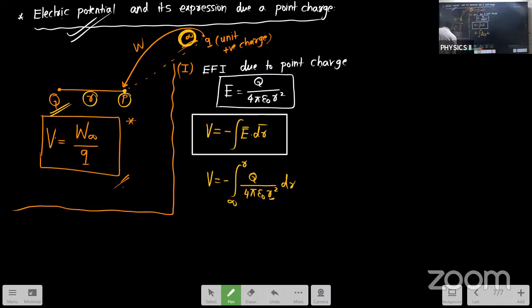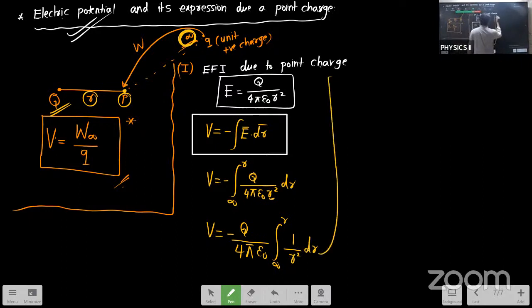What will this formula become? This will become V is equal to minus Q divided by 4 pi epsilon naught. From where to where is the charge coming? From infinity to a particular distance R, and this will become integration of 1 by R square into dr. Let me solve the remaining answer here.